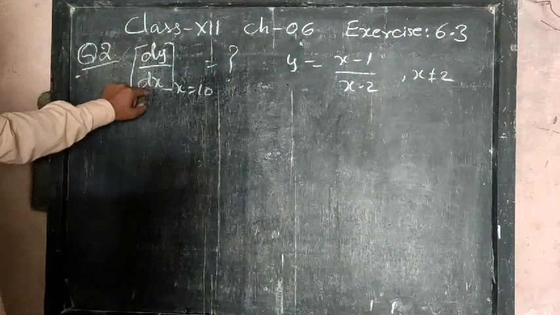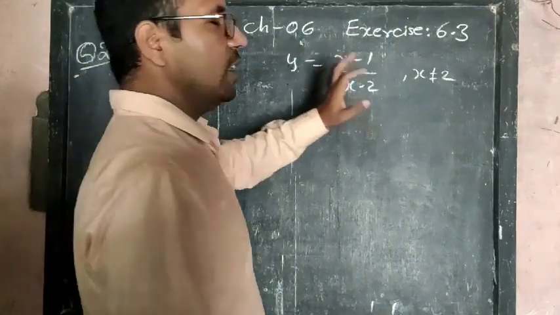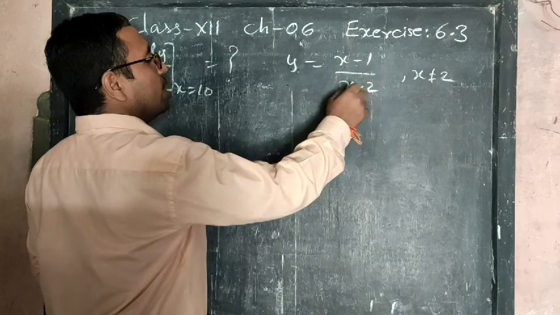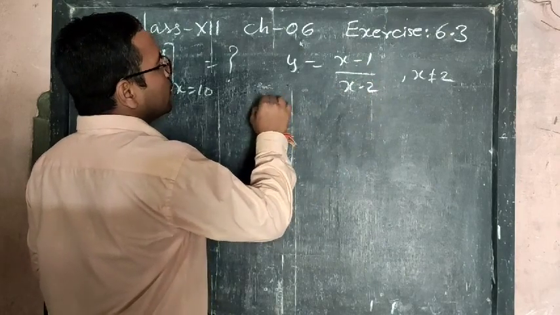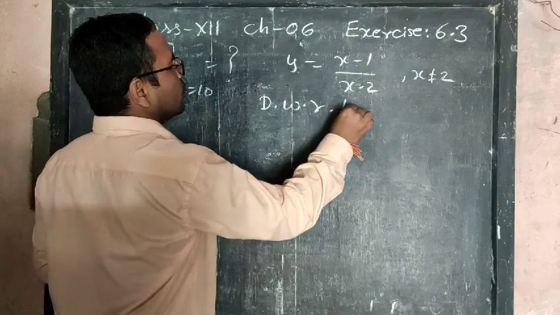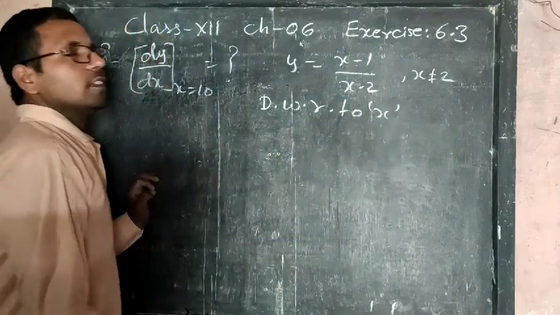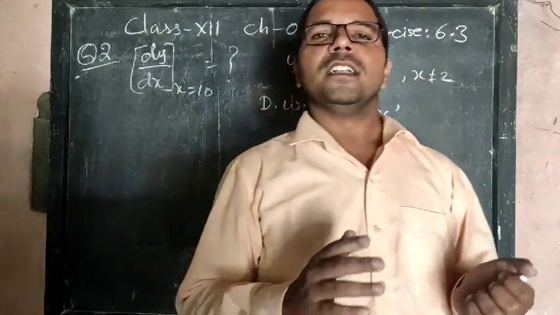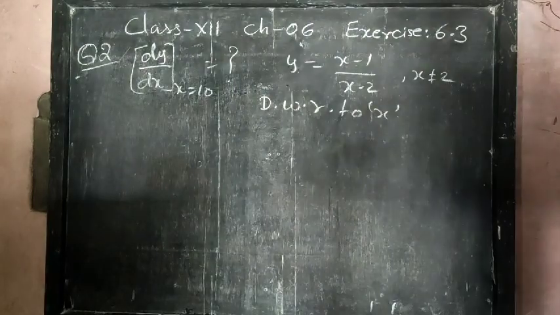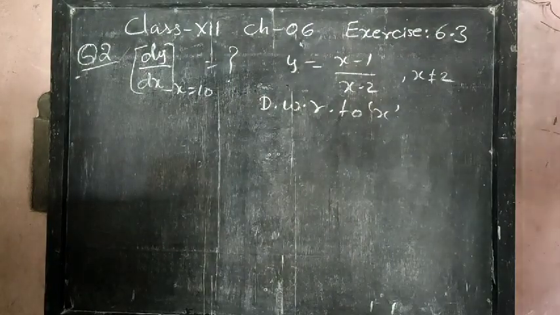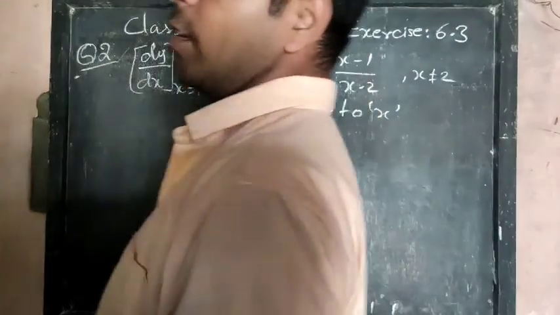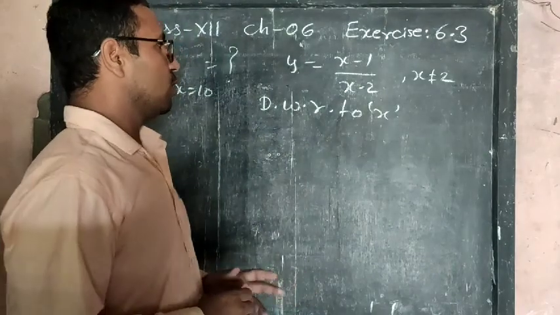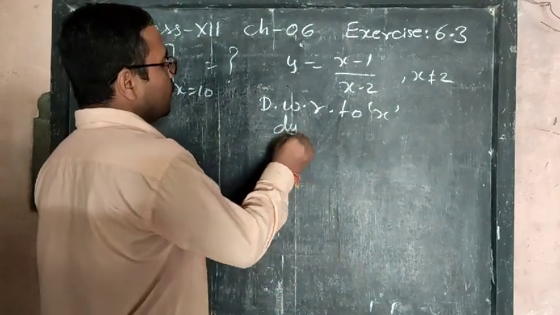So first we want dy by dx, so first we have to differentiate with respect to x using the numerator upon denominator method. Students, you have to remember this formula: denominator into differentiation of numerator minus numerator into differentiation of denominator, upon square of the denominator. You have to remember this part, so use it.